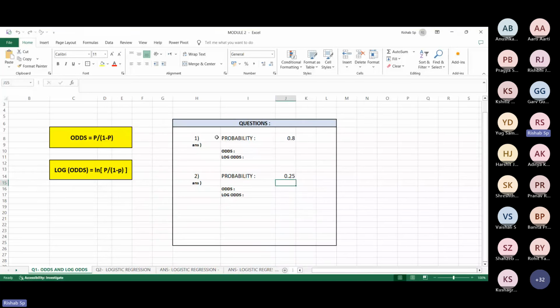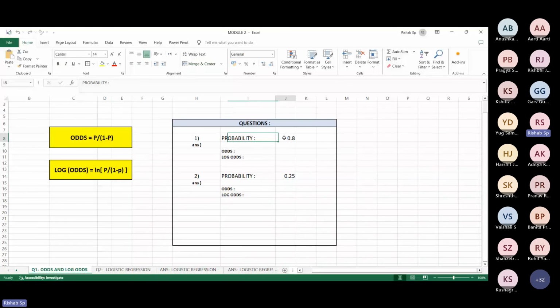Excel is visible. Fine. So we have questions on odds and log odds. This is actually simple, right? The equation is P divided by 1 minus P: probability of something happening divided by probability of the same thing not happening. Log odds is the log of P divided by 1 minus P.